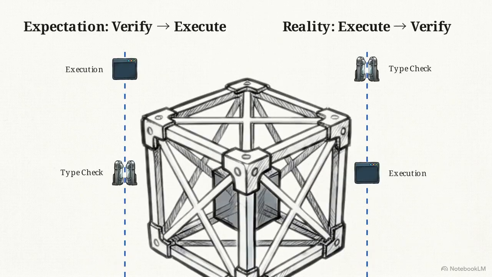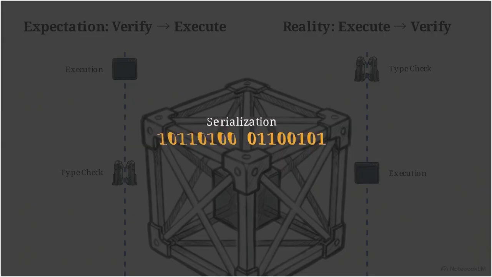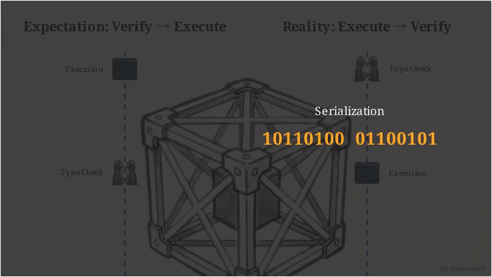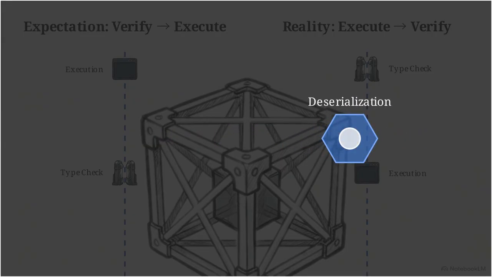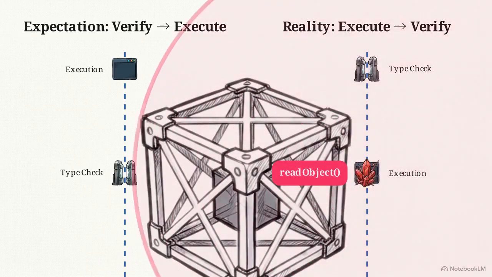Serialization converts a memory object into a sequence of bytes for storage or transmission. Deserialization is the reverse, rebuilding that object in memory. This animated diagram illustrates a critical timing gap in Java's instantiation process. On the left, we see the developer's expectation. The system reads the bytes, verifies the object type, and only then executes code. On the right, we see the actual JVM behavior. The system reads the bytes, executes custom readObject logic, and then checks the final object type. Attackers target this exact gap.